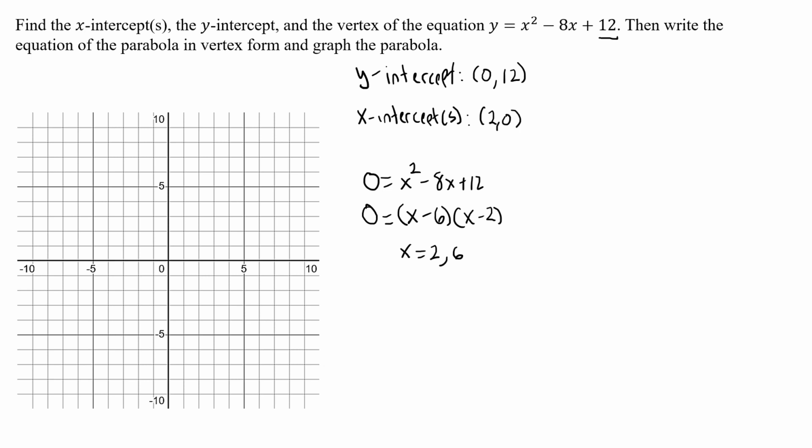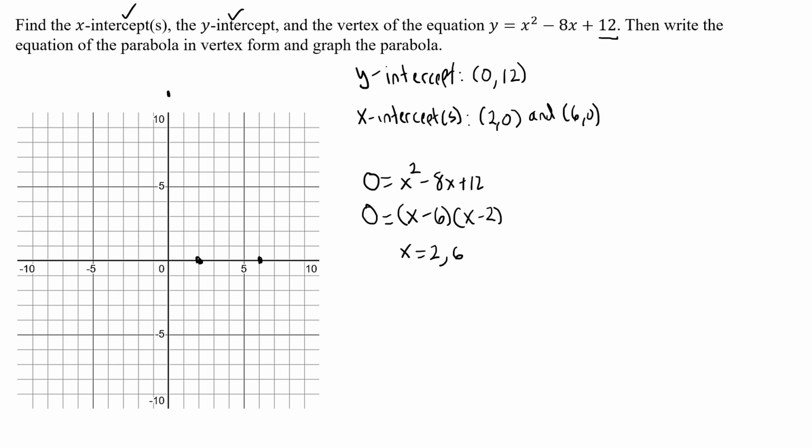We're going to write them in coordinate form. I'm going to plot them. So 2, 0 here, 6, 0 here. Oh, my 12 went away. Okay. So here we go. So I got the x-intercepts found, the y-intercept found.